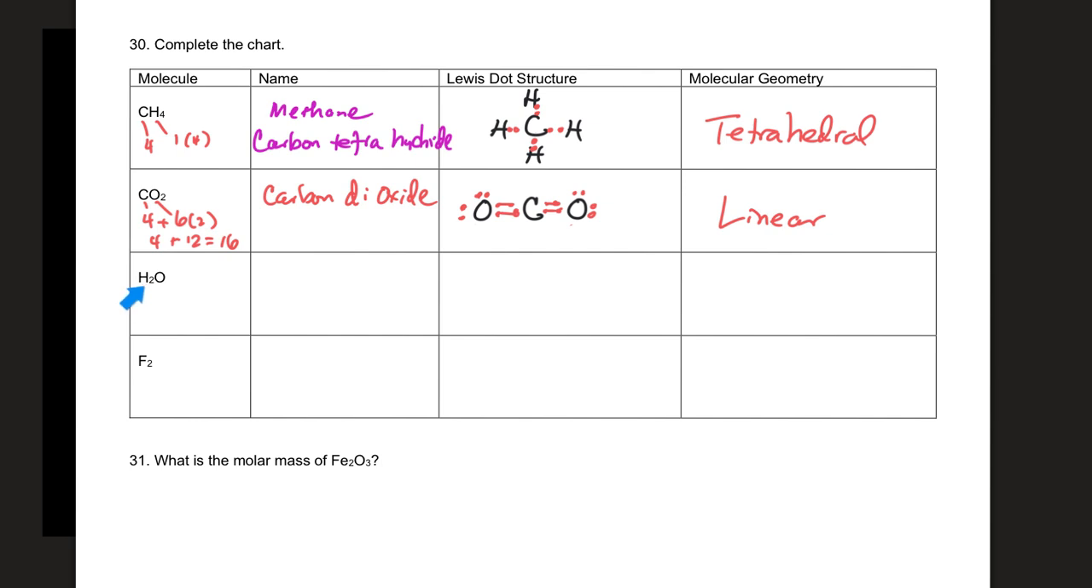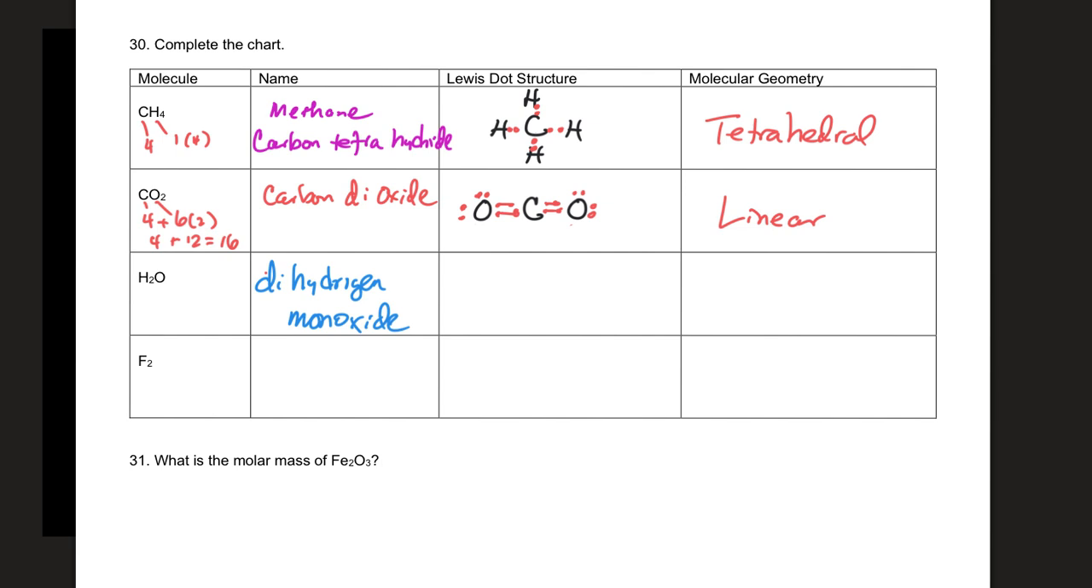Now the common name for this compound is water, but we want to use the naming convention. So that means that we've got 2 hydrogen, so that is hydrogen, and there's only 1 oxygen, so that would be monoxide. So the name for this particular compound is going to be dihydrogen monoxide.